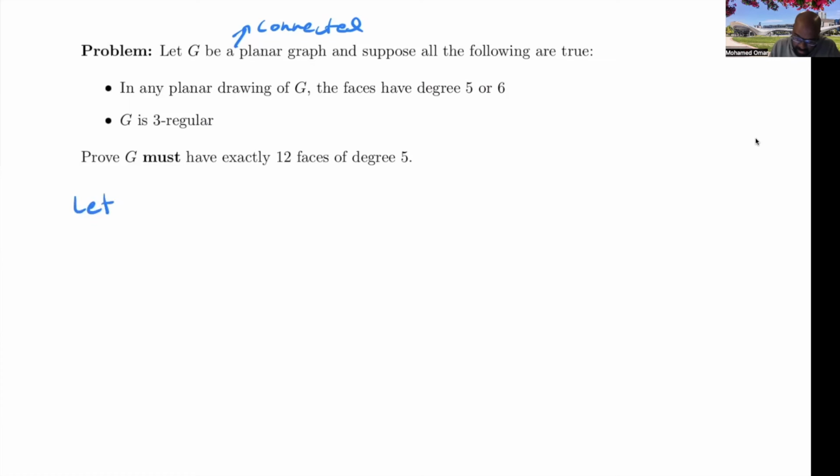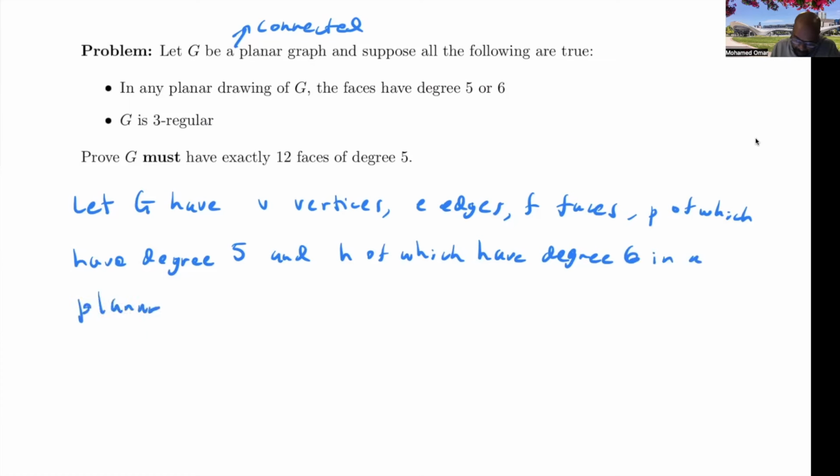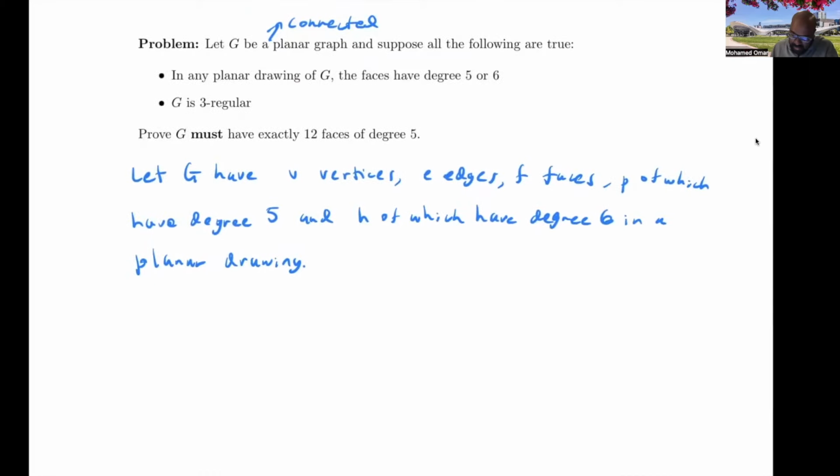So we'll say let G have V vertices, E edges, F faces, P of which have degree 5, and H of which have degree 6 in a planar drawing. So let's collect some information here based on the scenario that we're given.